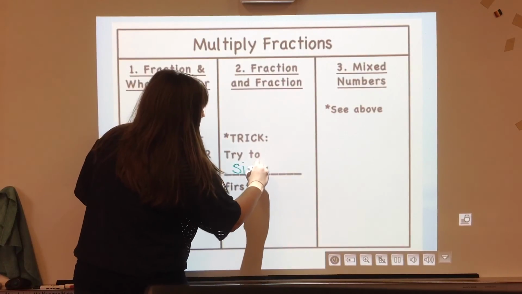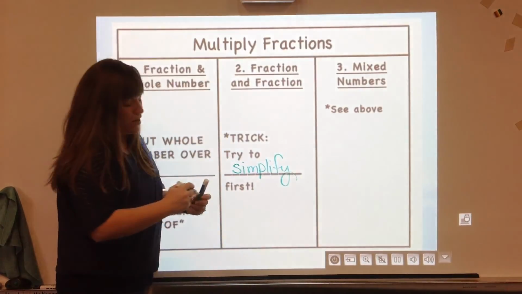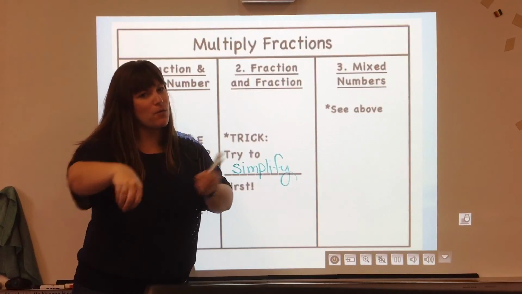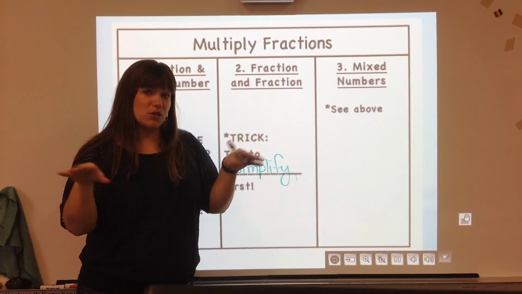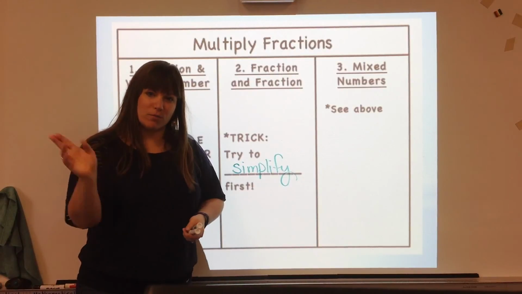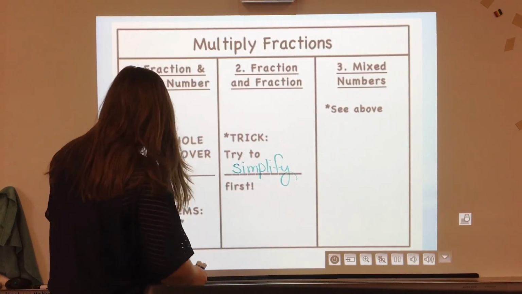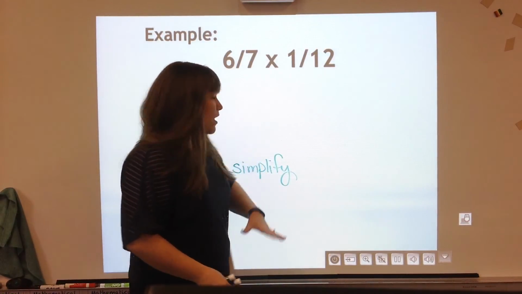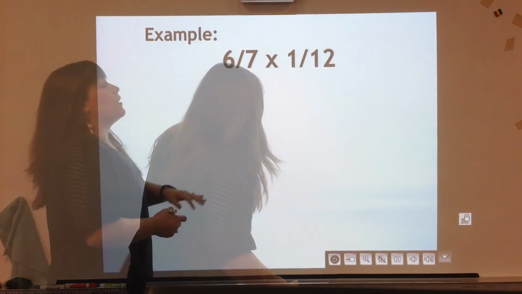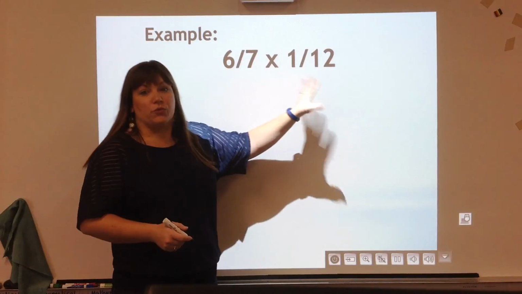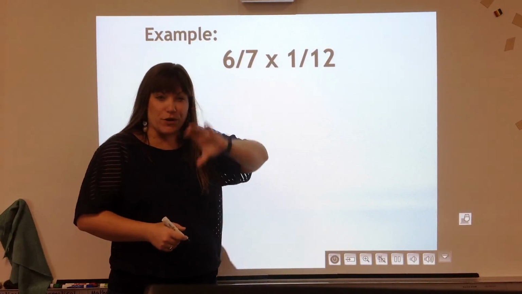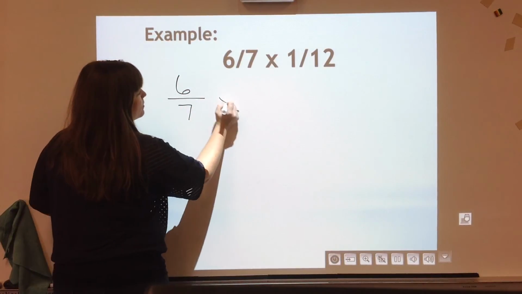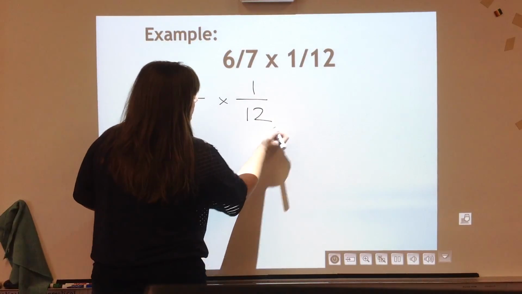If you simplify first, it makes the multiplication a little bit easier. You don't have to simplify at the end. So it's just kind of flip-flopping what we do. Instead of multiplying first, we're going to simplify and then multiply numerators and multiply denominators. So let's try some. I'm going to go above and below that center column on the inside to do my examples. And again, for example 1, I'm just going to rewrite this so that you have the numerator and denominator one on top of the other. So I have 6/7 times 1/12.